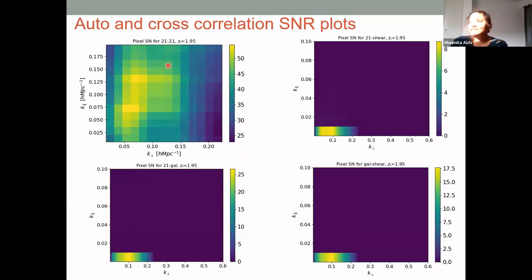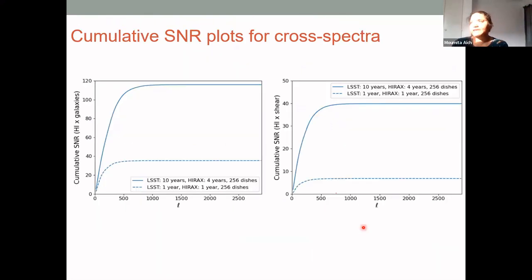You can also see it from these plots. This is the 21 centimeter autocorrelation, and this is the 21 centimeter galaxy. This is the 21 centimeter shear, and this is galaxy and shear cross correlation. From the maximum values in these bars, you can see that the SNR actually reduces quite a lot. Obviously, if you observe for longer, the cumulative SNR increases in these two curves.